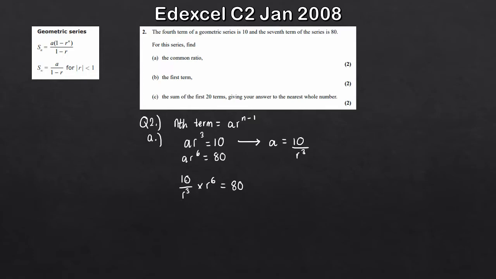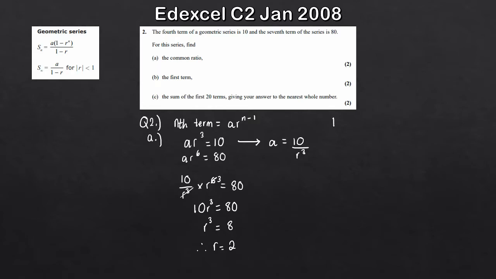We can start simplifying: 10 over r cubed times r^6, so that cancels and becomes a power of 3. So what I've got then is 10r cubed is equal to 80. I can divide both sides by 10, so I get r cubed is equal to 8, and then take the cube root of both sides. So r would be equal to 2 in that case. So we know that's our common ratio. A bit of common sense here: if the fourth term is 10 and the seventh term is 80, clearly our common ratio should be positive, which gives us an idea that we're right.